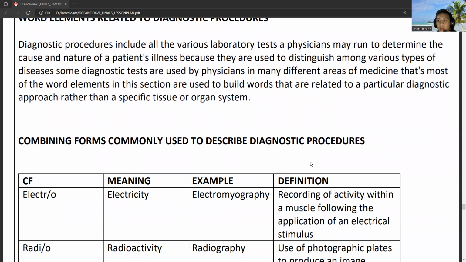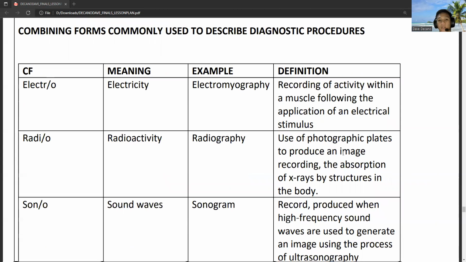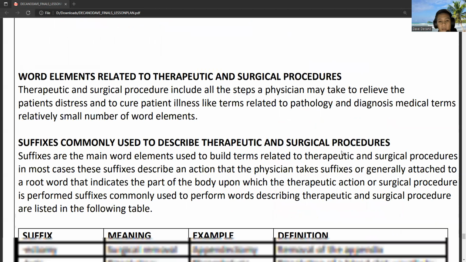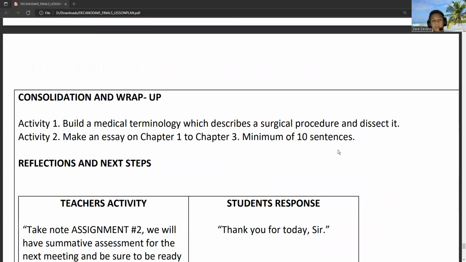Just like in the previous discussion, I provided some examples that the students might memorize for future reference. So in consolidation and wrap up, activity 1 will be building medical terminology which describes a surgical procedure, and then dissect it and make an essay on chapters 1 to 3 with a minimum of 10 sentences.